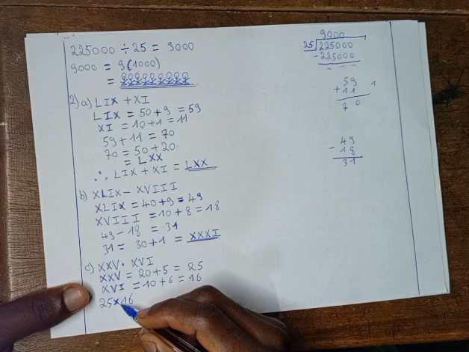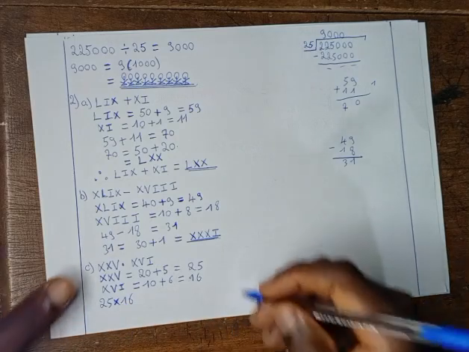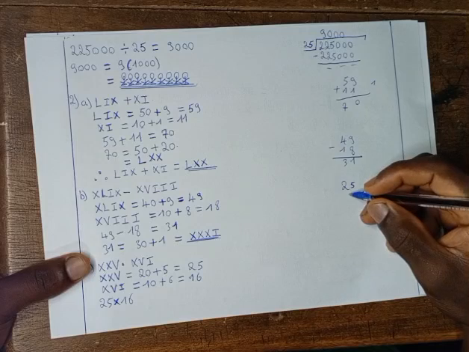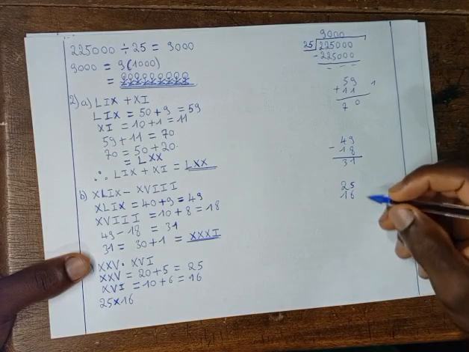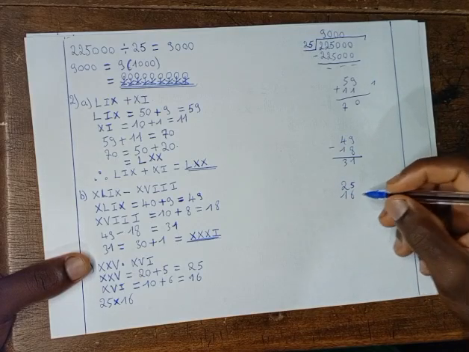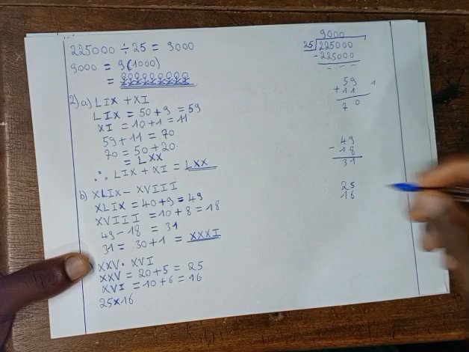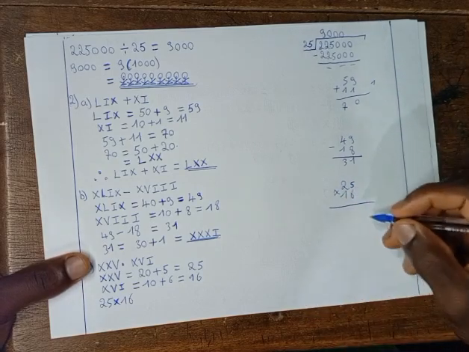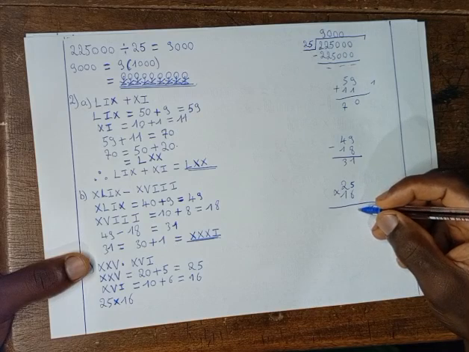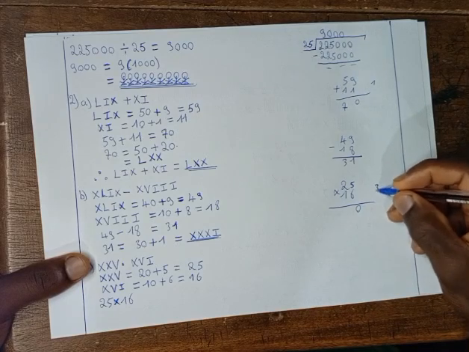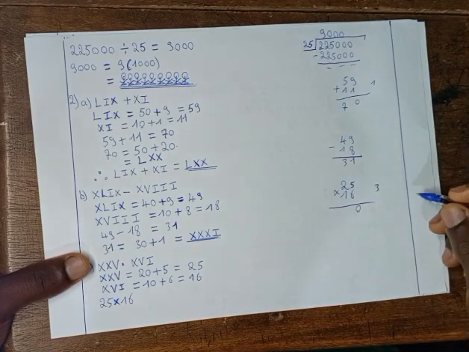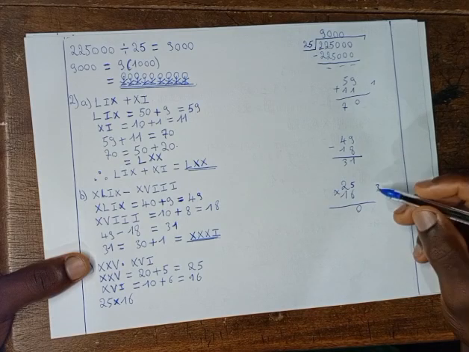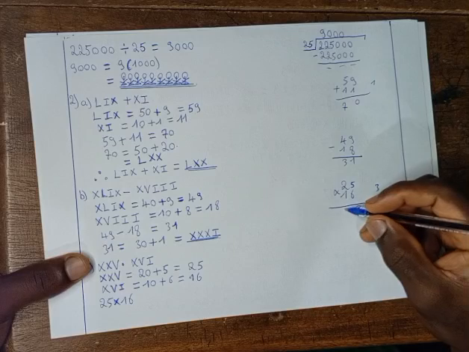Here I can make use now of this x. This x here is for multiplication. So this will give us, let's perform the multiplication here. 25 times 16. 6 times 5 gives us 30. So we are going to write down a 0 here. We carry 3. 6 times 2 gives us 12, plus the 3 we carry gives us 15.